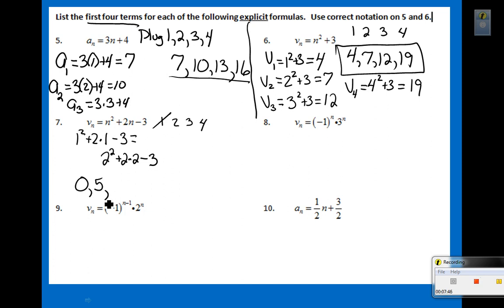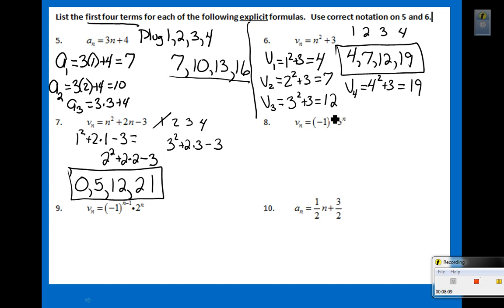And then you're going to plug in 3 and 4. So it's going to look like 3 squared plus 2 times 3 minus 3. And when I did that, I got 12. And when I plug in 4, 4 squared plus 2 times 4 minus 3, I got 21. That is all there is to it. To list the terms, just plug in the numbers. I will show you how to do this on your calculator another way in the future. Look at your number 8, though. It gets a little trickier.